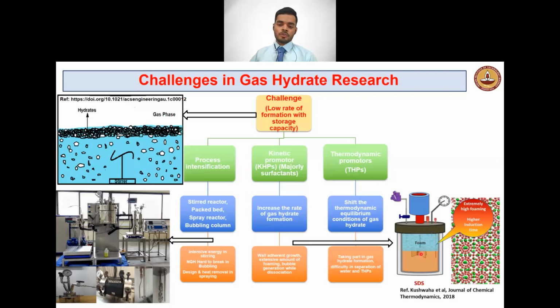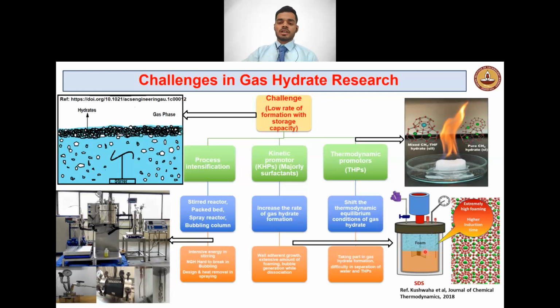If they are forming foam, then foam handling becomes tedious work for us. So one more approach is known as a thermodynamic promoter. A thermodynamic promoter shifts the thermodynamic equilibrium condition of the gas hydrate, and they consume more gas molecules for forming more hydrate, but they also have one limitation. They take part in the hydrate formation process, and they also get consumed in it.